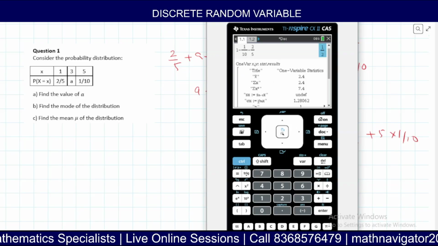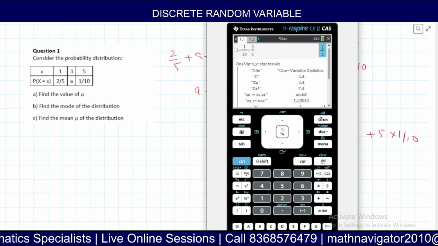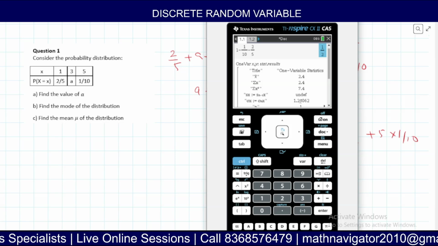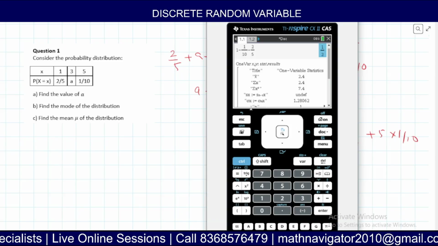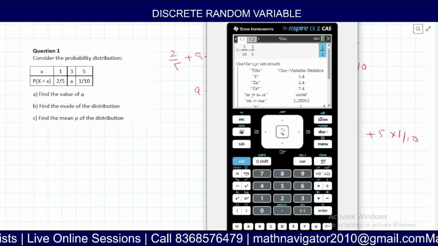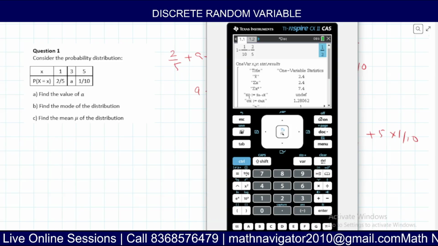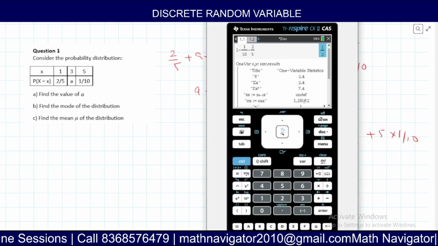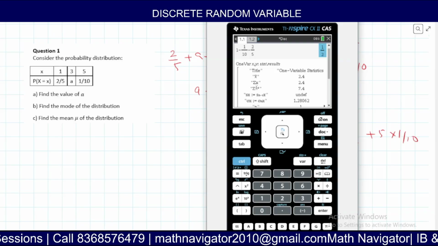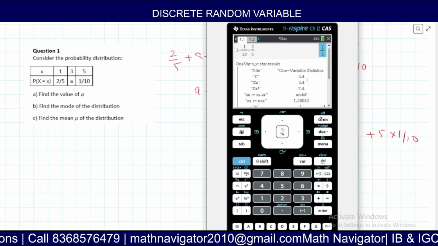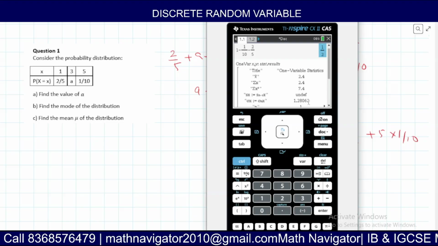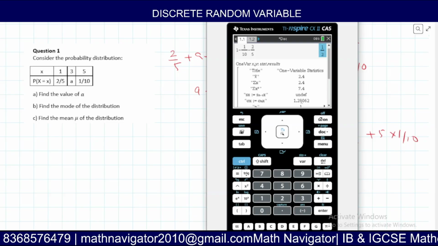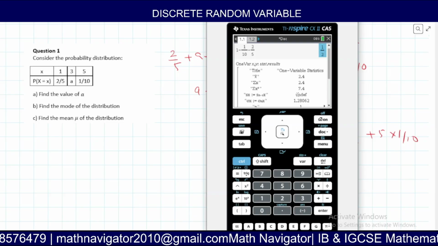In this case, you always have to take sigma, because in the AHL course, whenever you are doing statistics on the calculator, there are two standard deviations given. One is Sx and one is sigma x. So you have to take sigma x. So my mean is 2.4 and my standard deviation is 1.28. If you want to find the variance, you have to square it and then you will get the variance. I hope this is clear.